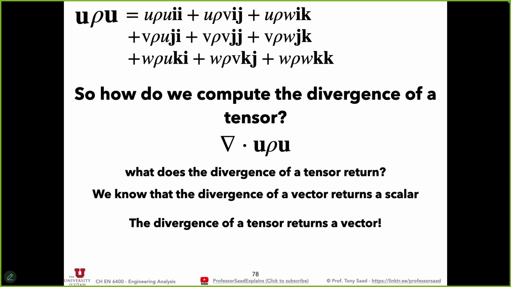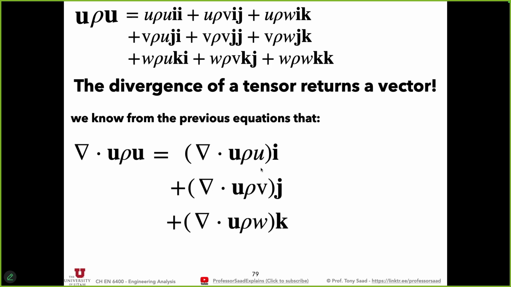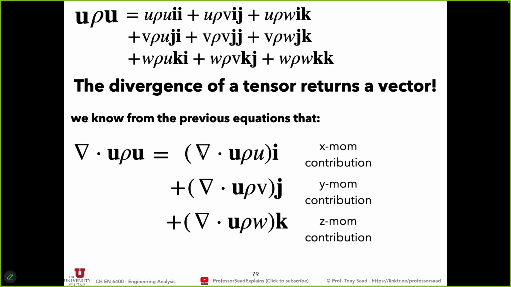Now, to confirm this idea, if you remember from the previous equations, when we added i, j, k to each momentum equation, to x momentum, y momentum, we ended up with these three individual contributions. Div u rho u for the x momentum contribution, div u rho v for the y momentum contribution, div u rho w for the z momentum contribution. But we added i, j, k to those because that's enforcing that this is x momentum, because x momentum is in the i direction, y momentum is in the j direction, and z momentum is in the k direction.